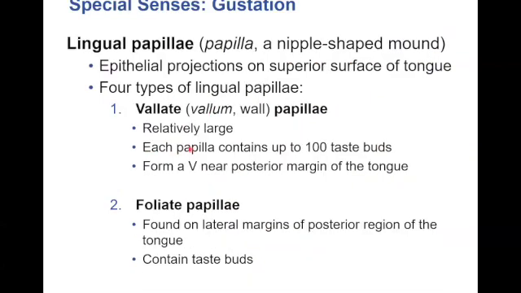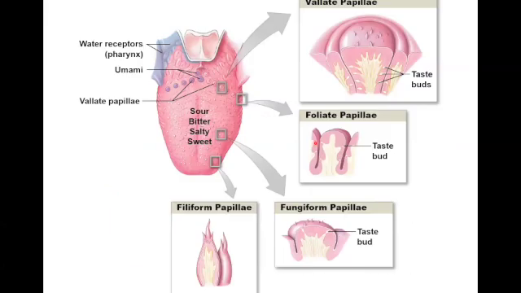Okay, the first type that we're going to talk about is called vallate papillae. Vallum means wall. These vallate papillae are relatively large. Each papilla is actually going to contain up to 100 taste buds. So as you see here, this is the vallate papillae. We have about 10 to 12 that are located on the posterior of the tongue. These large projections are the vallate papillae.